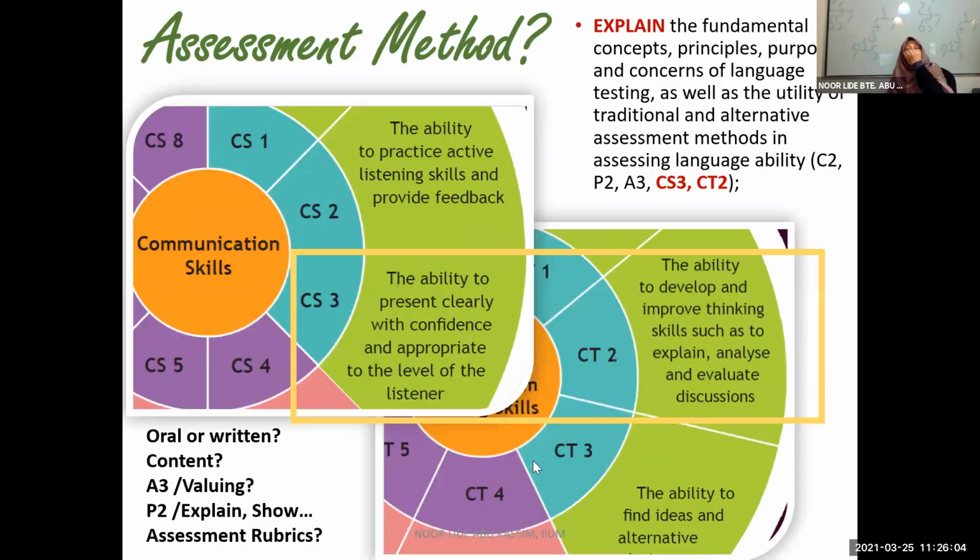So looking at the learning outcome and the aspects that I want to assess, the cognitive, psychomotor, affective, communication skill, and critical thinking skill, I have to consider whether it is going to be an oral or written task. I have to talk about what the content would be. The content would be about fundamental concepts, principles, and purposes of language testing, and about traditional and alternative assessment methods in relation to assessment of language ability.